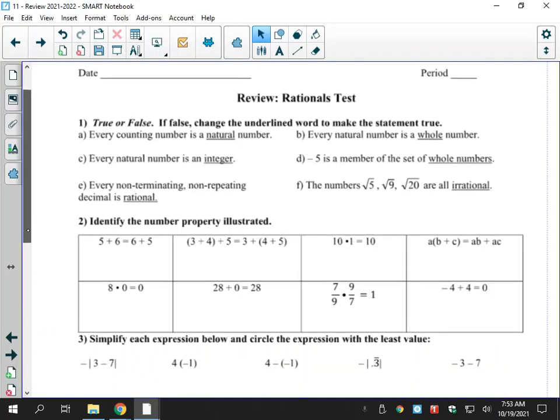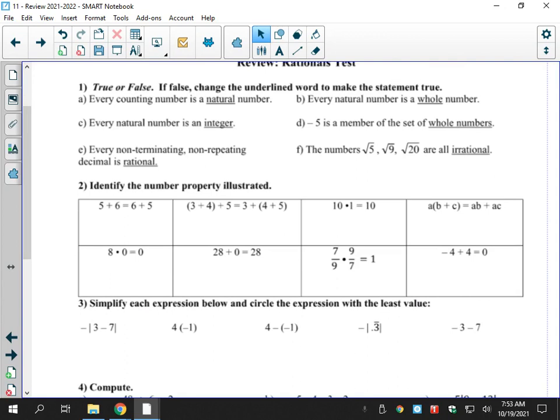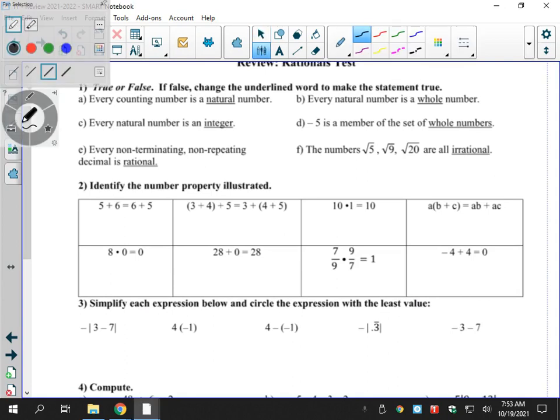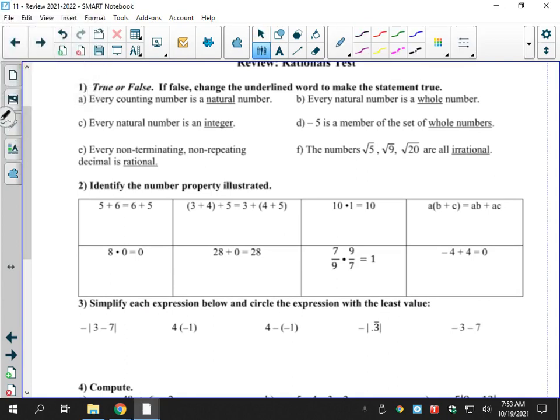Here we are going over our review sheet for our rational numbers test. Okay. Number one, we're just going true or false. If false, we're going to change the underlying word to make the statement true. Every counting number is a natural number. That is true because they're synonyms.